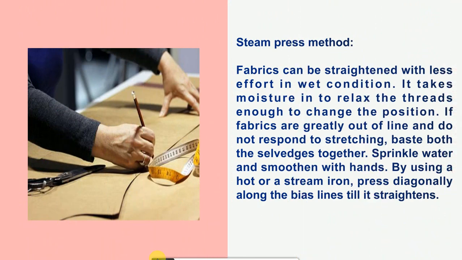Steam press method. Fabrics can be straightened with less effort in wet condition. It takes moisture in to relax the threads enough to change the position. If fabrics are greatly out of line and do not respond to stretching, baste both the selvages together. Sprinkle water and smoothen with hands. By using a hot or a steam iron, press diagonally along the bias lines till it straightens.